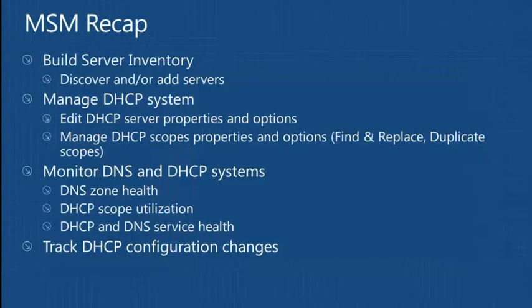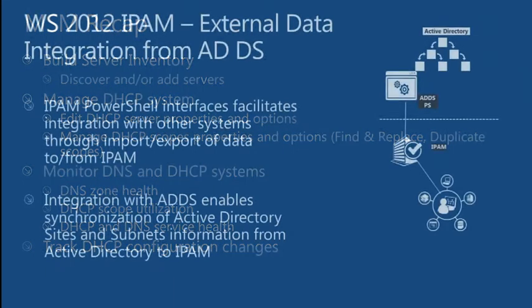And we're going to start a new section. All right, so here's, again, the list of things that you can do. We can discover and add servers. We can edit DHCP properties. We can do a little look at DNS and DHCP scope utilization. And again, we can track configuration changes. Okay, into the third section.